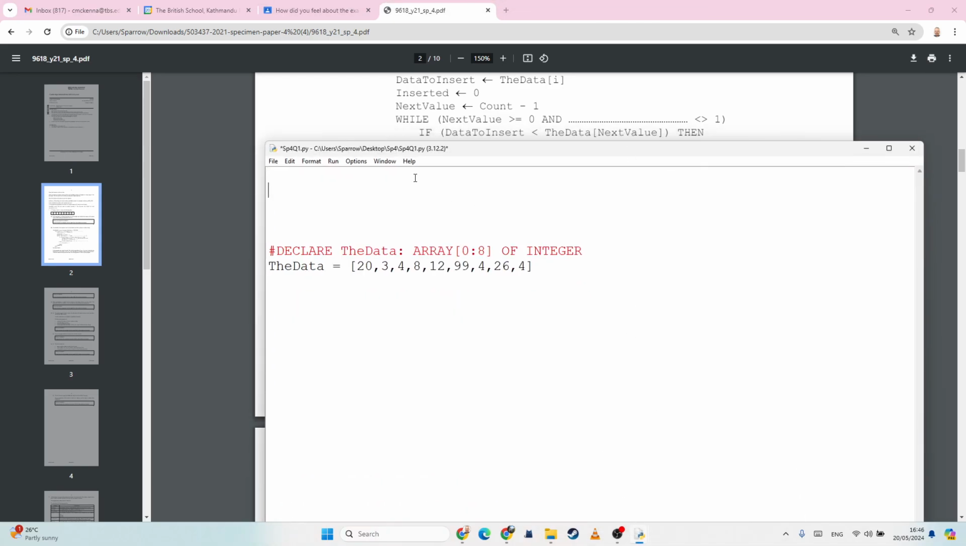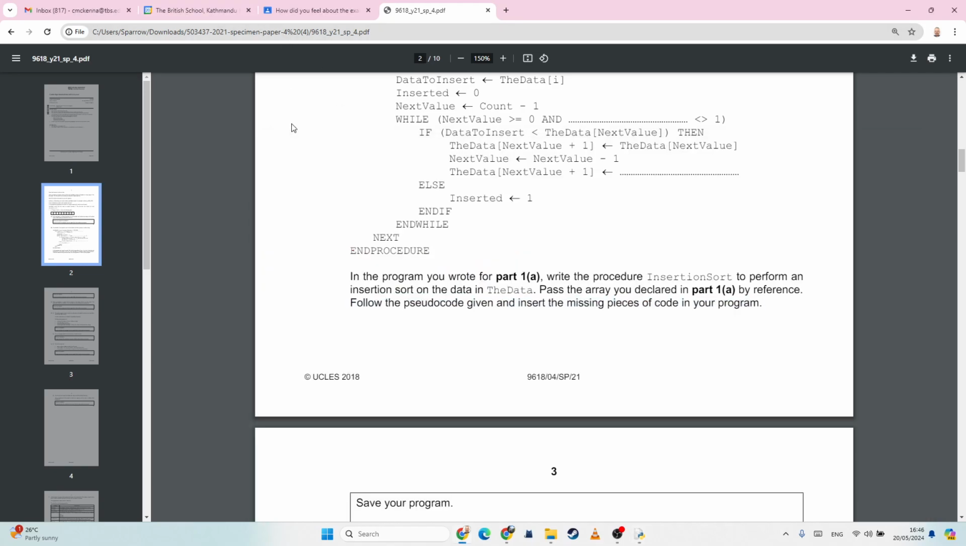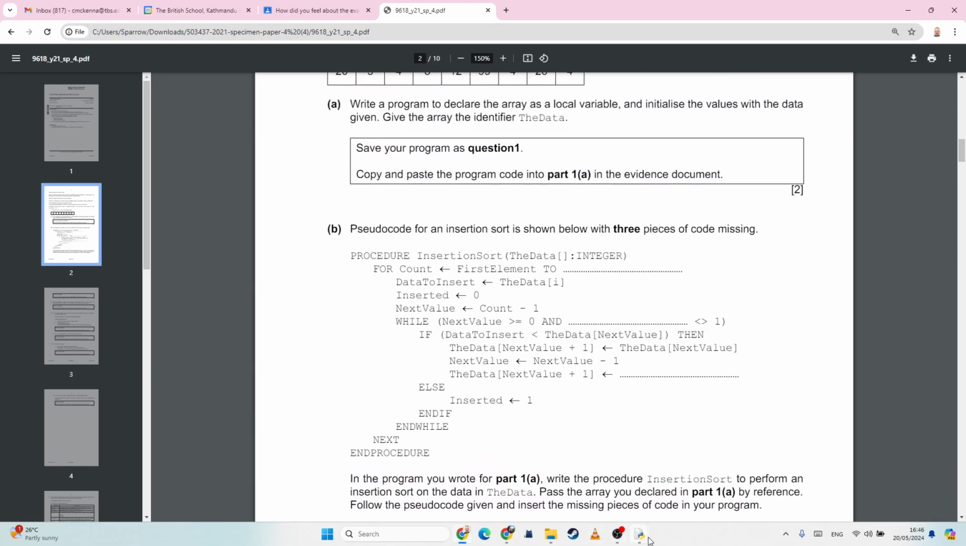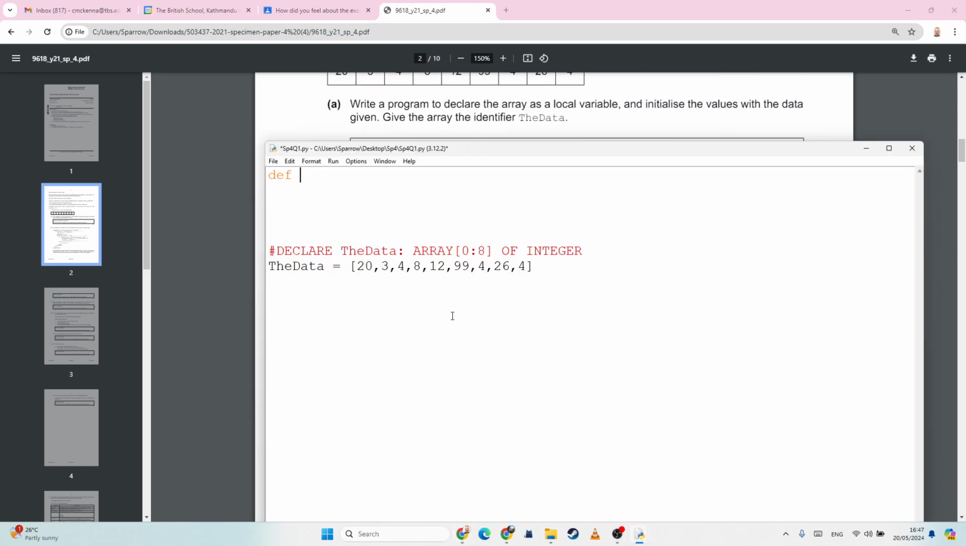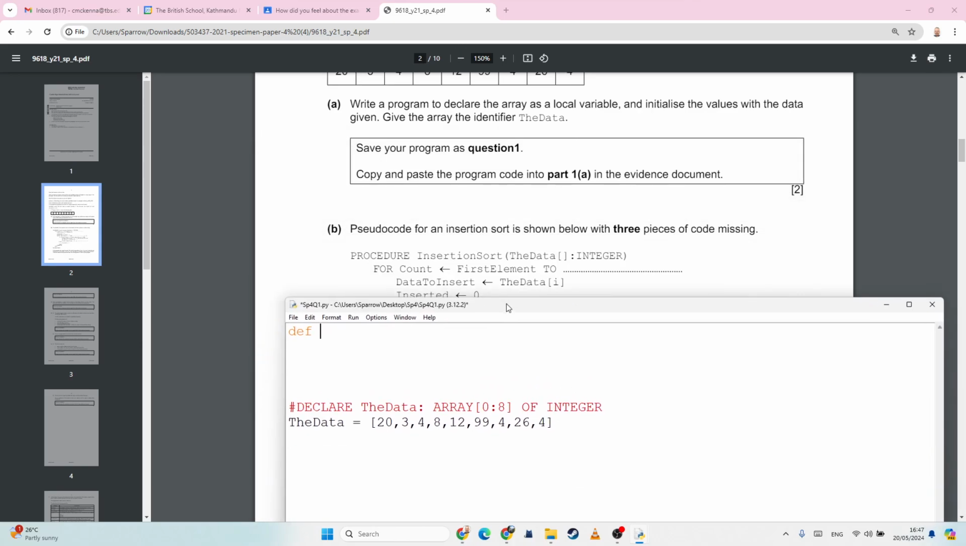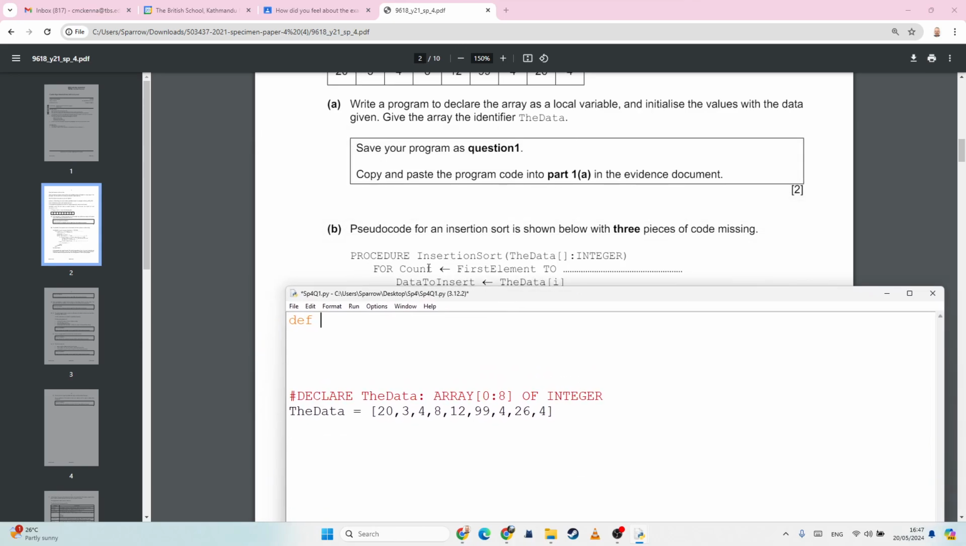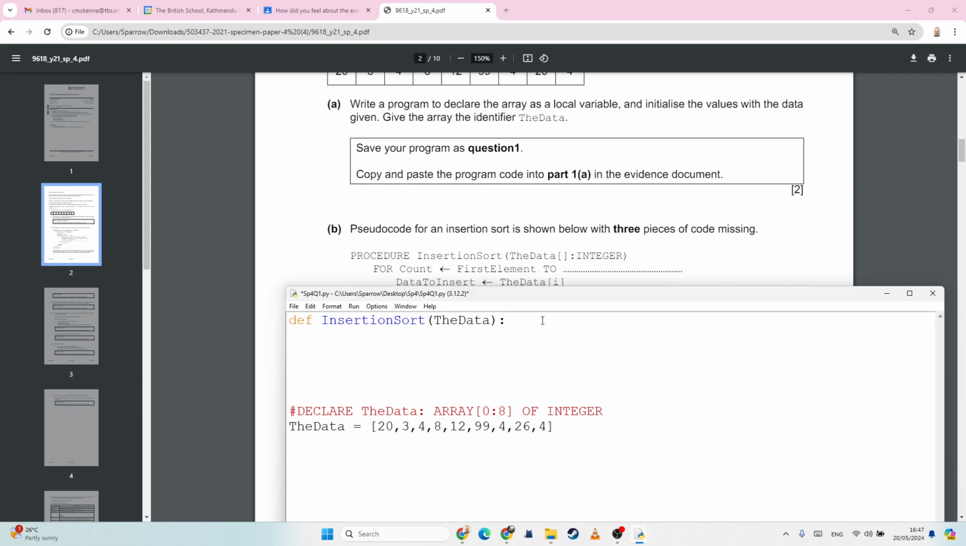So we're going to do def, and capital letters or not? So again, if they use capital letters, you should use capital letters. If they don't, you shouldn't. But basically, we need to convert this pseudocode here into something that hopefully will work. So insertion sort, and we're going to pass in the data as our array.